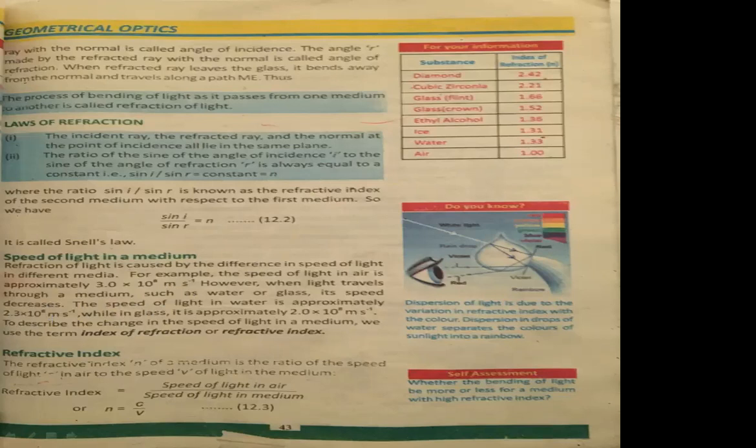So the speed of light depends on the medium. If the medium is air, the speed of light is 3 × 10^8 meters per second. If the medium is water, it decreases to 2.3 × 10^8 meters per second. In glass, the speed of light is 2 × 10^8 meters per second. So different media have different speeds of light. Air is the maximum, water is 2.3 × 10^8, and glass is reduced to 2 × 10^8 meters per second.